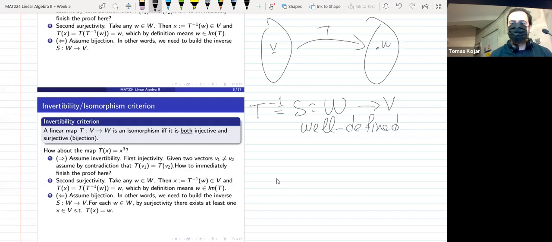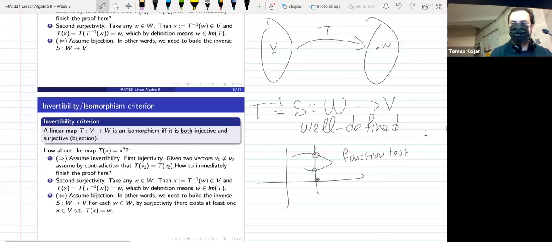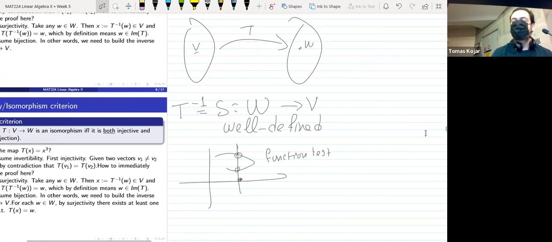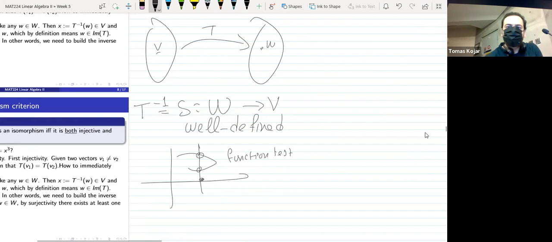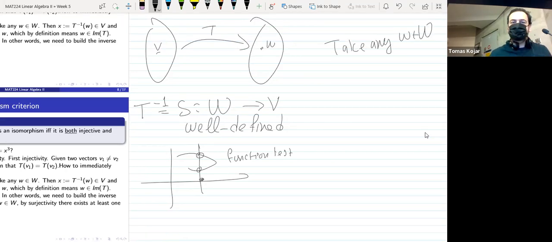What does well-defined mean? Let me remind you of the function test from high school. This guy is not a function, right? Because it sends one element to two. So this is the function test, and that's how you show well-definedness. You need to show that one element gets sent to one element. So take any W in W, and you need to define how S will act on it.